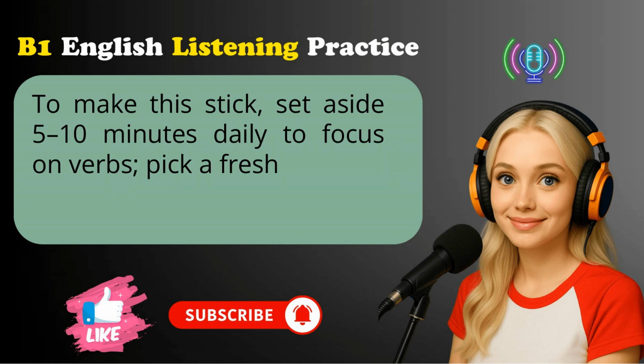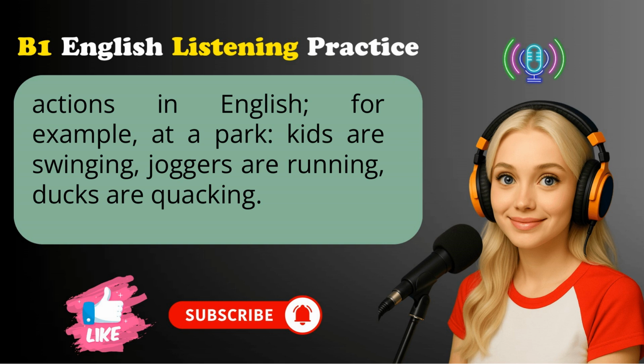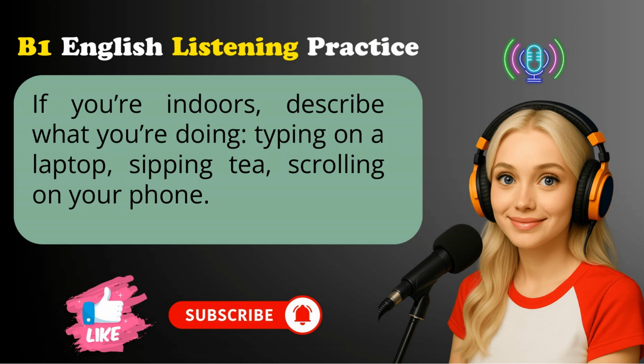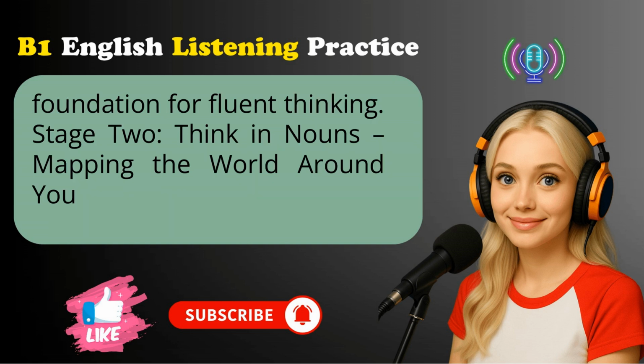To make this stick, set aside 5 to 10 minutes daily to focus on verbs. Pick a fresh setting each time, like a beach, a gym, or your balcony. Observe what's happening and name the actions in English. For example, at a park, kids are swinging, joggers are running, ducks are quacking. If you're indoors, describe what you're doing: typing on a laptop, sipping tea, scrolling on your phone. With regular practice, your brain will start associating actions with English verbs, laying a rock-solid foundation for fluent thinking.